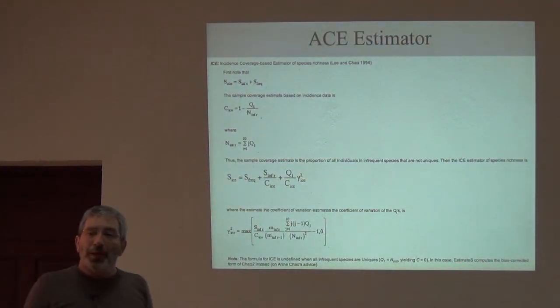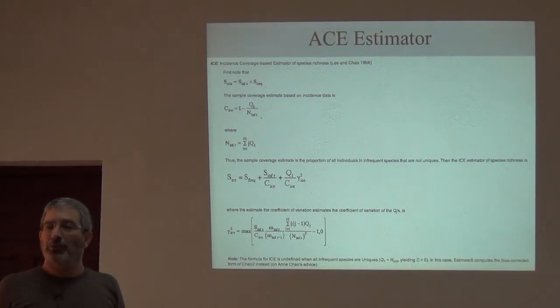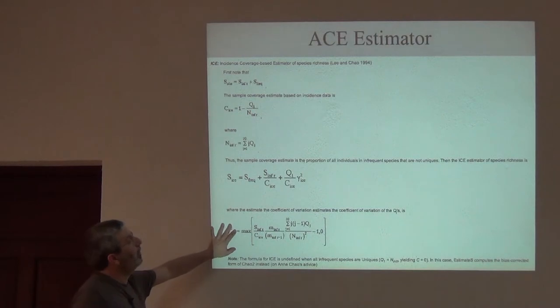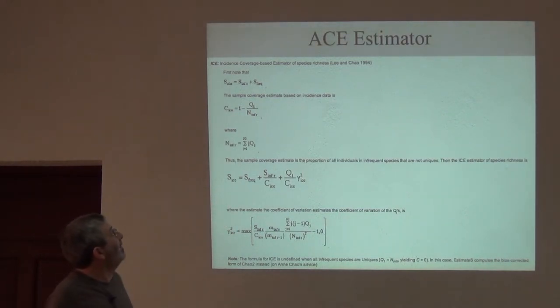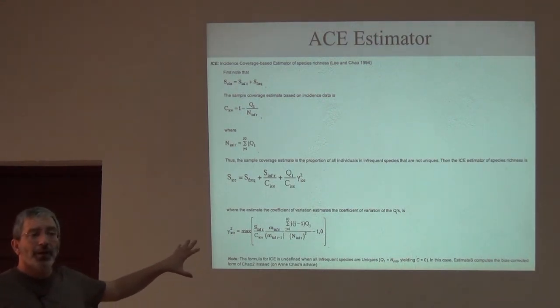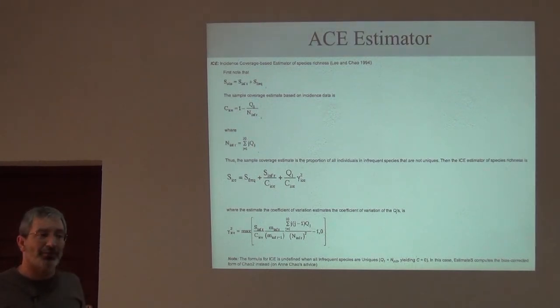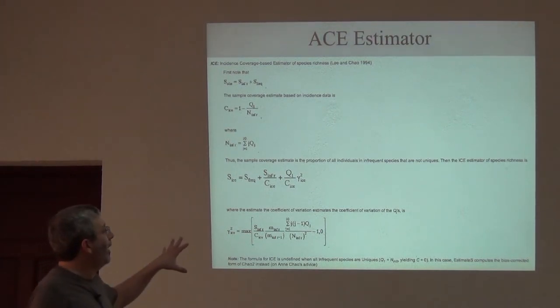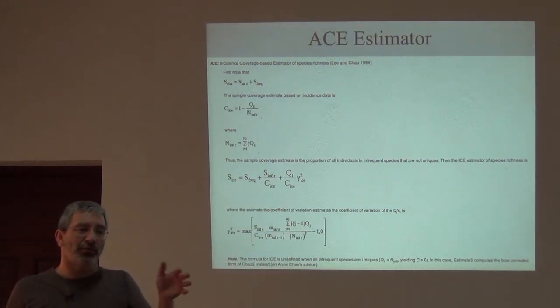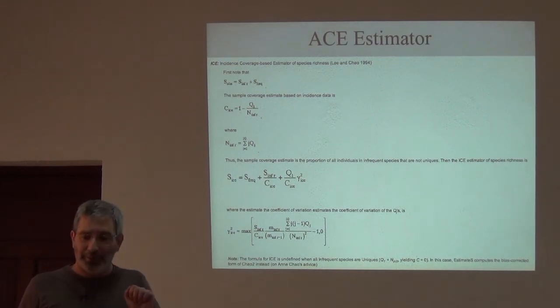Now there are more complicated estimators that you can't do in your field notebook. They're quite a bit messier. This is the incidence covered estimator. But essentially, these are very similar to the Chao estimator, and if you use EstimateS, which you all have at least tried to install on your computers, you can get these estimators. It appears that the Chao estimator is probably more robust. We'll come back to that.